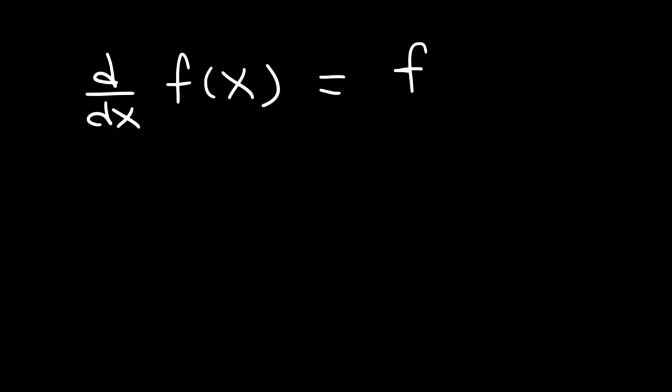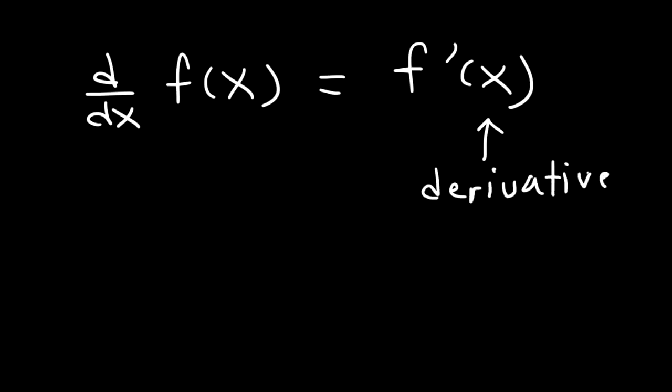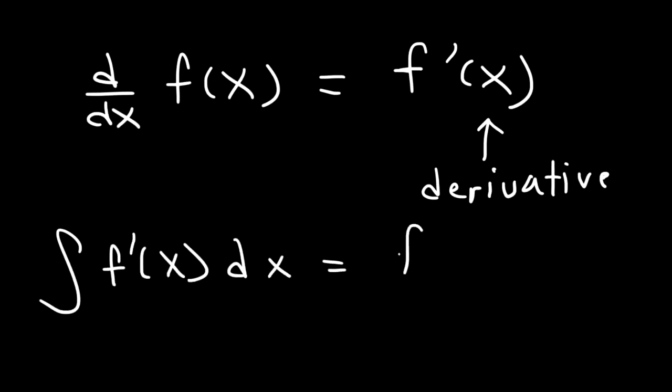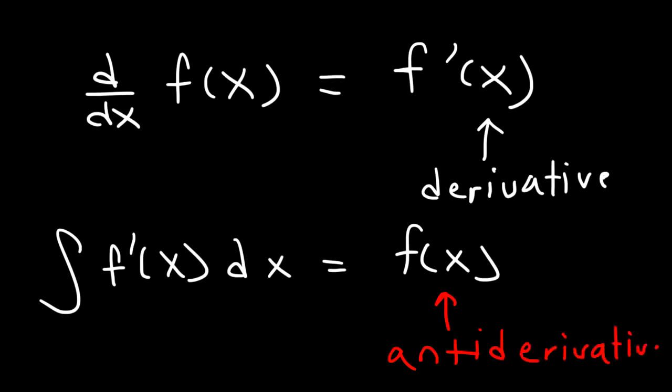For instance, we said that the derivative of the function f of x is equal to f prime of x. So this is the derivative of the original function f. The integral of f prime of x is f of x. So this is the antiderivative, or the integral of f prime. So you can think of integration as finding the antiderivative. Now let's begin our discussion with limits.